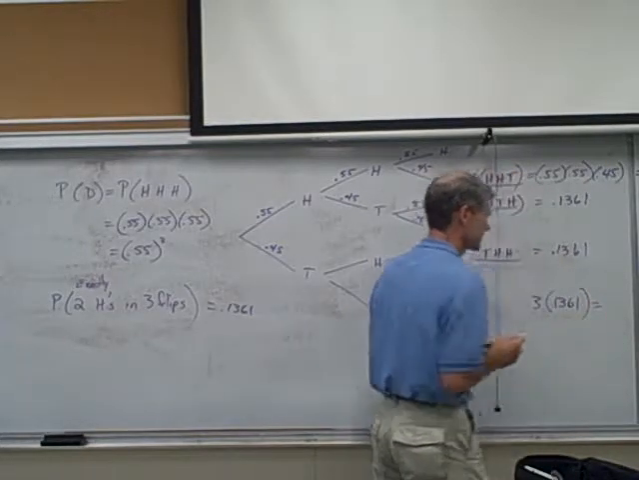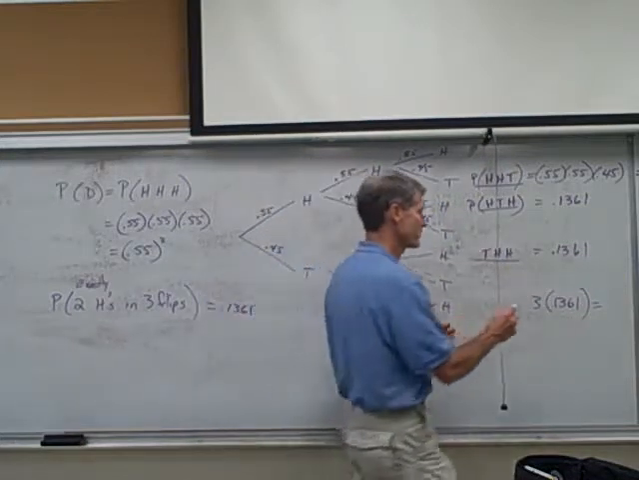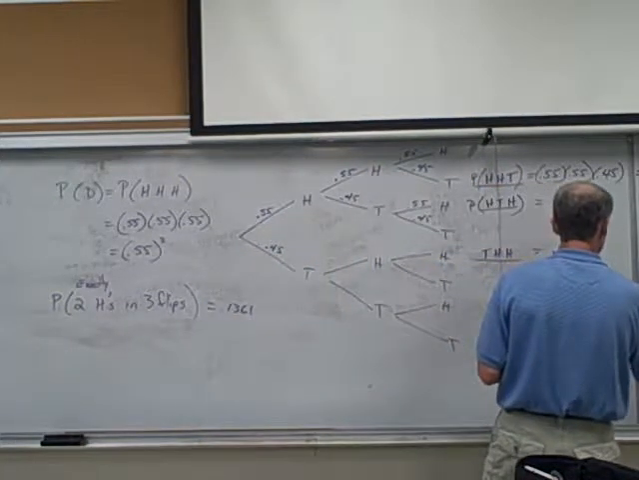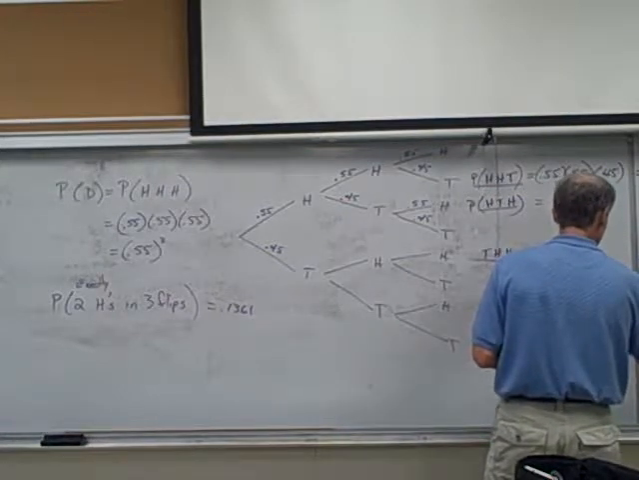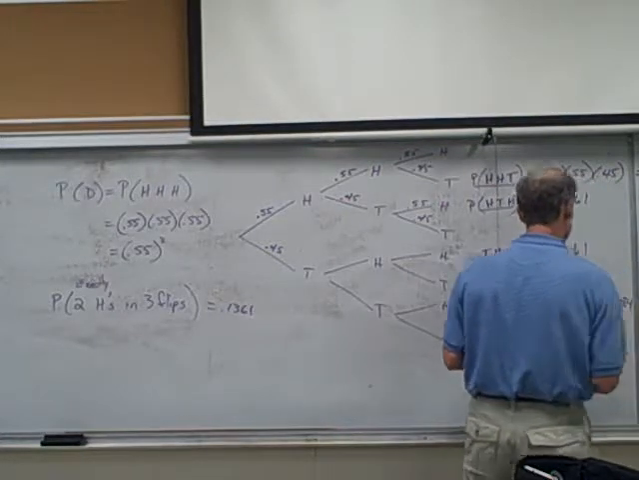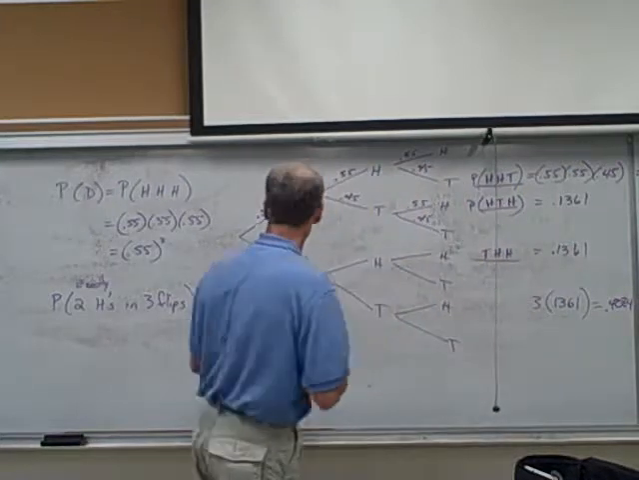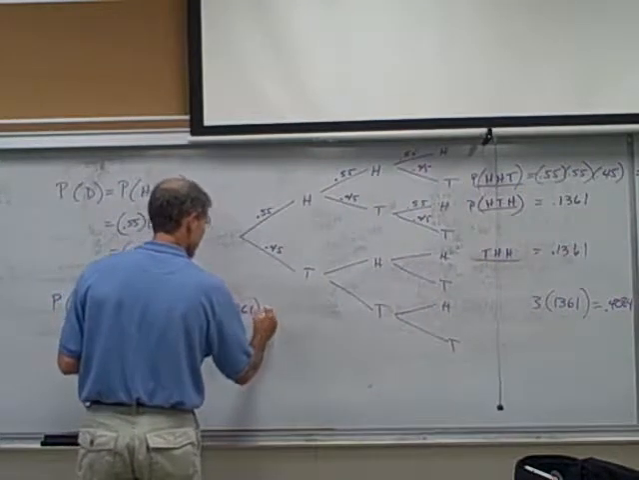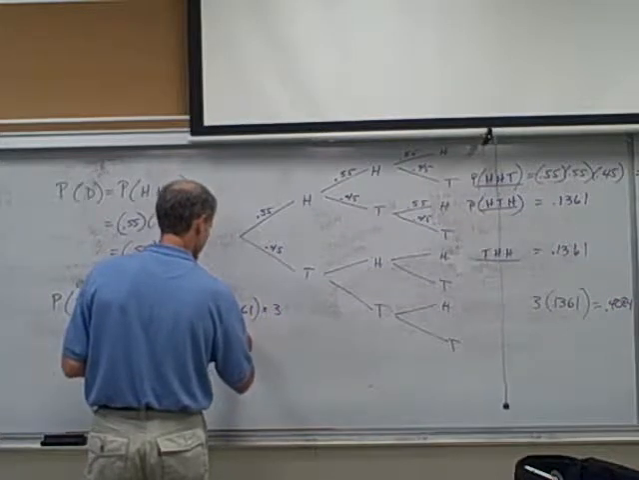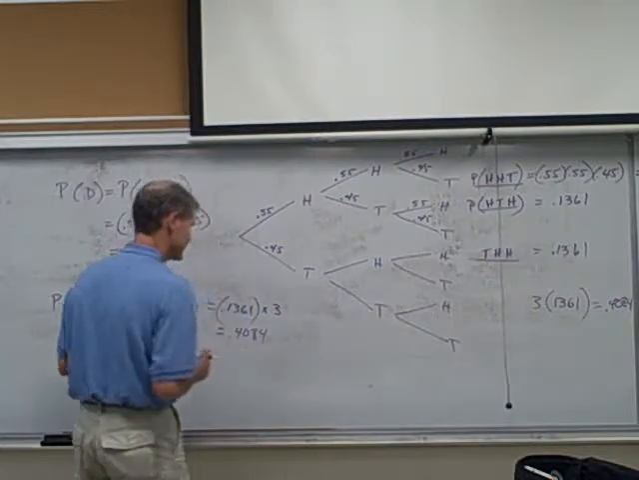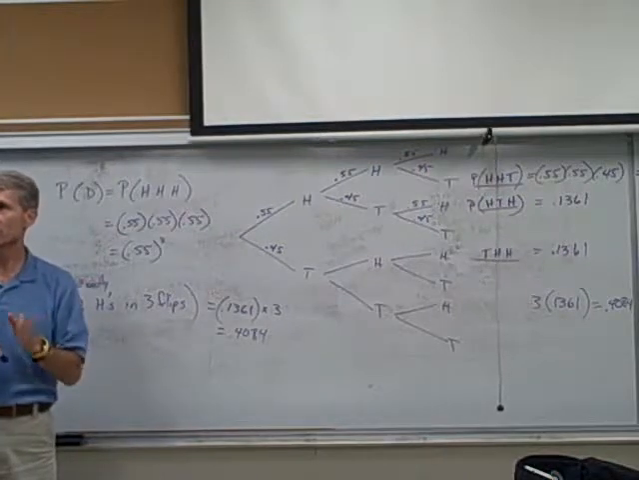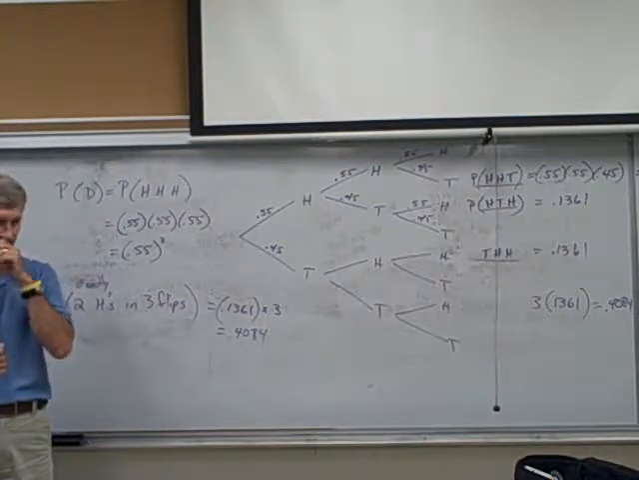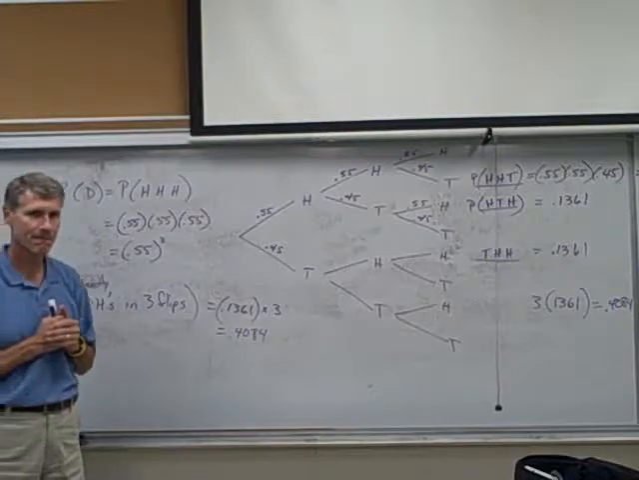So it's 3 times that. Somebody give me that as a decimal. 0.4084. Okay, so that's this answer times 3, 0.4084. So there's about a 41% chance that I'll flip this coin and I'll get 2 heads out of the 3 flips. Okay?